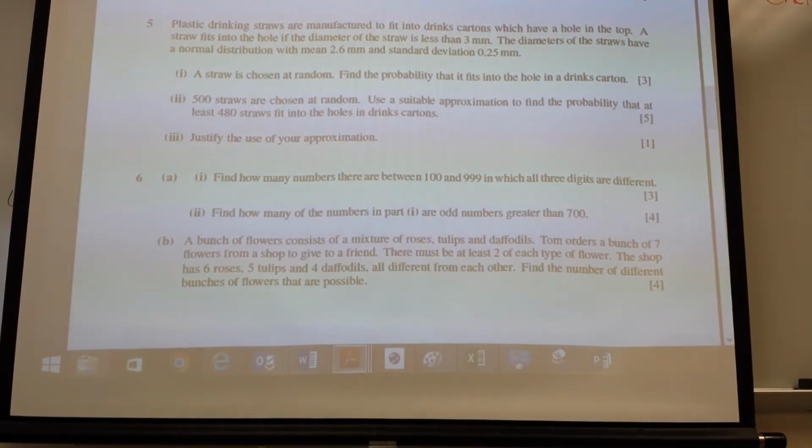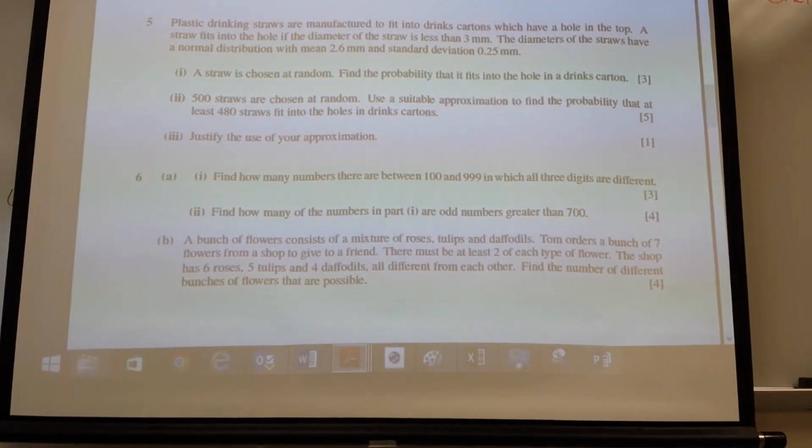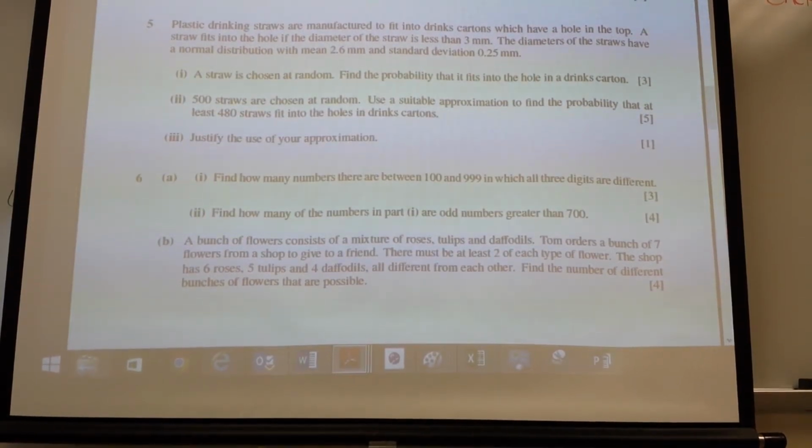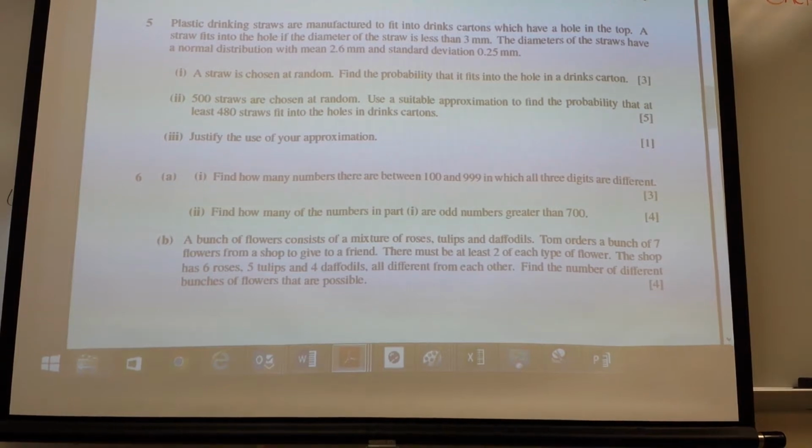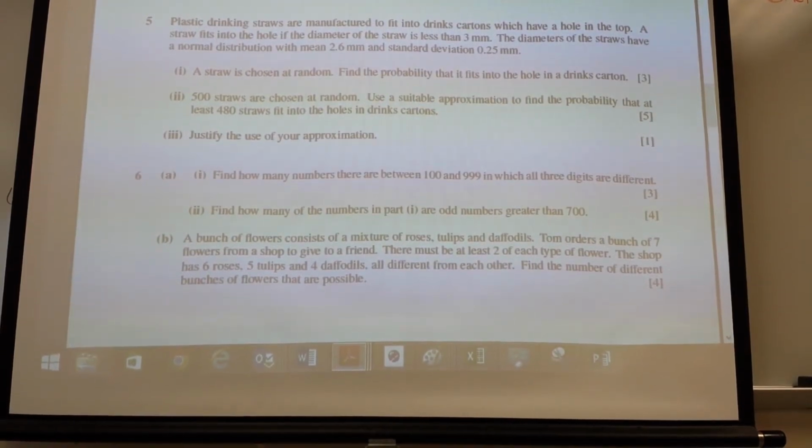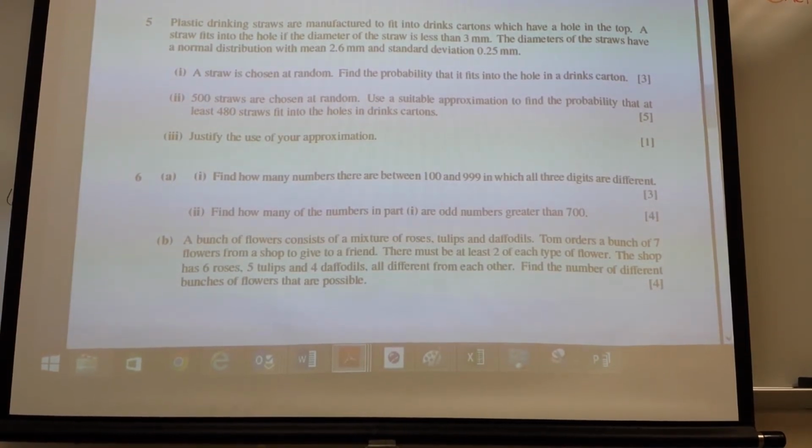Okay, your plastic straws are manufactured to fit into drink cartons, which have a hole in the top. A straw fits into the hole if the diameter of the straw is less than 3 millimeters. The diameters of straws have a normal distribution with a mean of 2.6 and a standard deviation of 0.25. A straw is chosen at random. Find the probability that it fits into the hole in a drink carton. Okay, let me pull this over. You have to convert it to a z-score first, right?